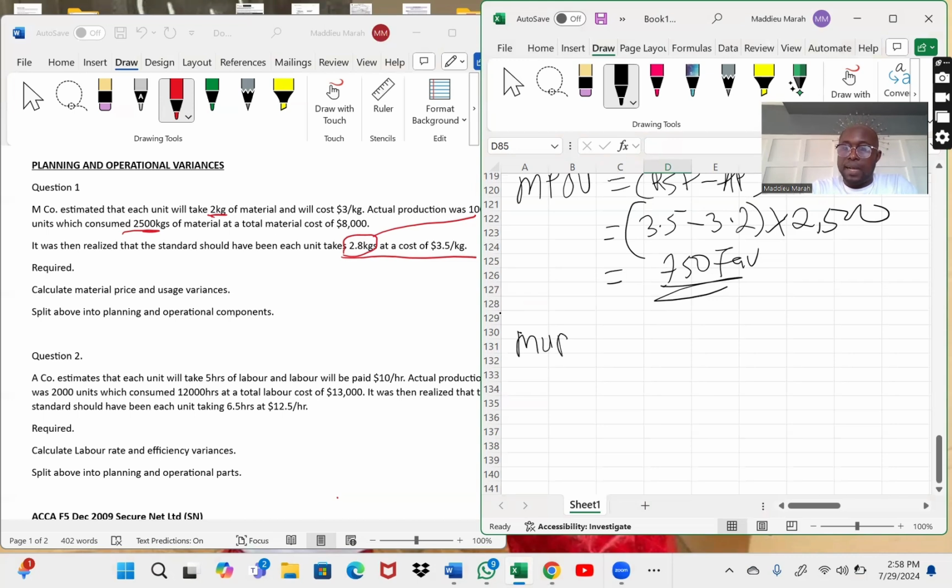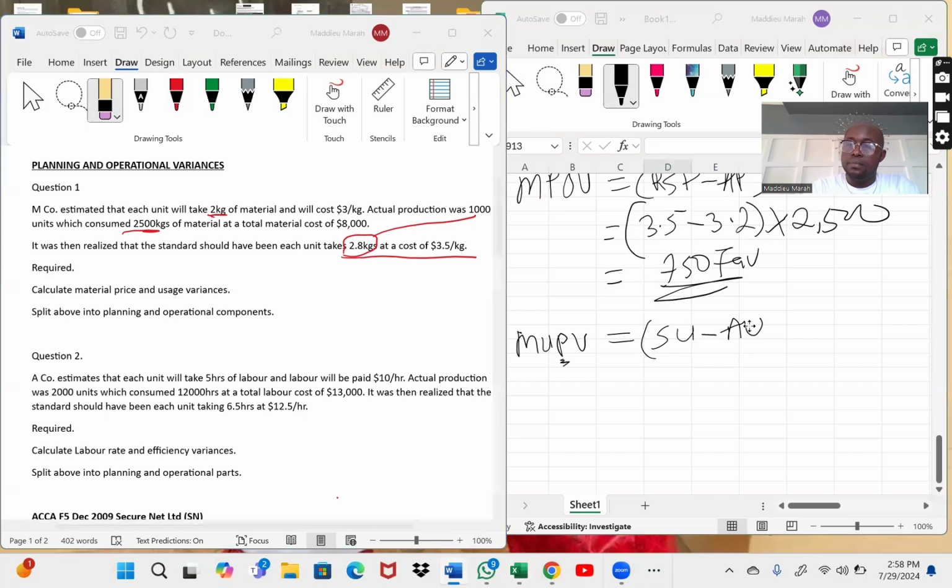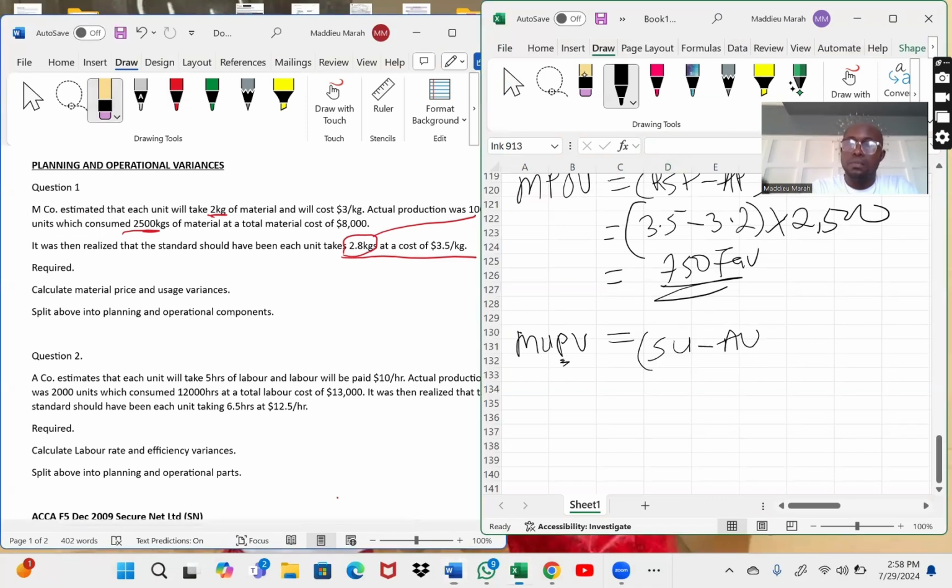Material usage planning variance. How do we get this? We do our standard usage minus our actual usage. No, planning, sorry. Standard usage minus revised usage, revised standard usage multiplied by standard price.